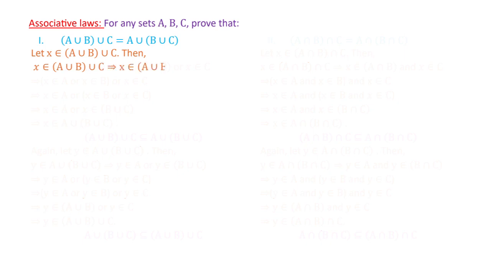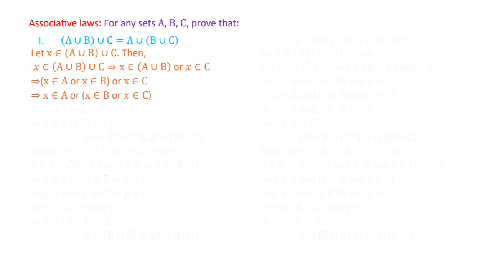So we are saying that X belongs to (A union B) union C. This implies X belongs to A union B, then we have OR, X belongs to C. Now if X belongs to A union B, what this term means is that X belongs to A or X belongs to B. And we already have this term X belongs to C. It means we are saying or X belongs to C. Now we are saying X belongs to A or X belongs to B or X belongs to C. Now we can shift the brackets and we can write the terms in this form, that X belongs to A or X belongs to B or X belongs to C.